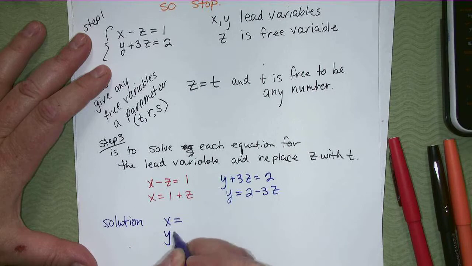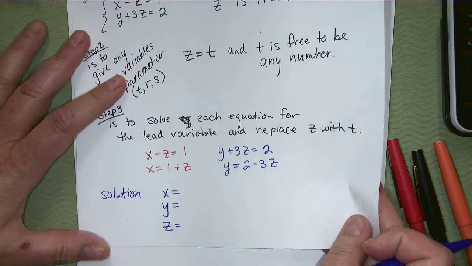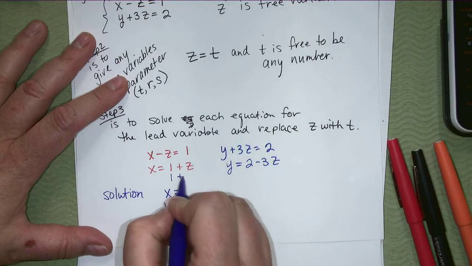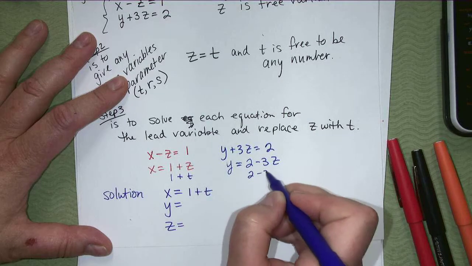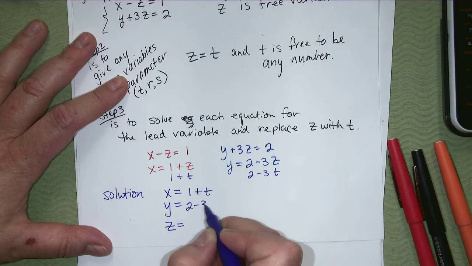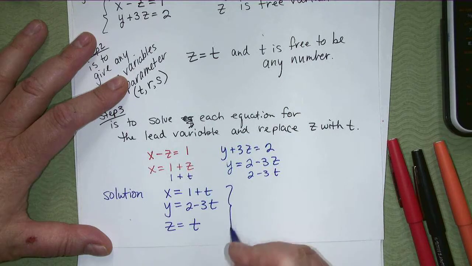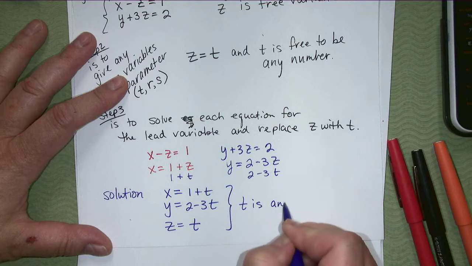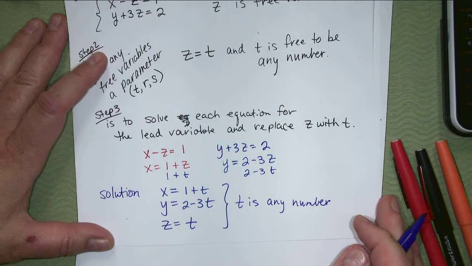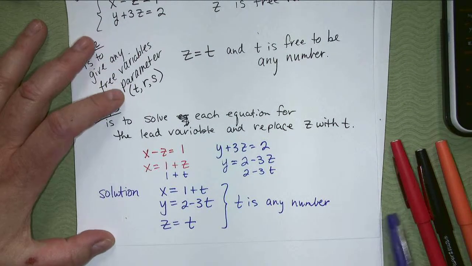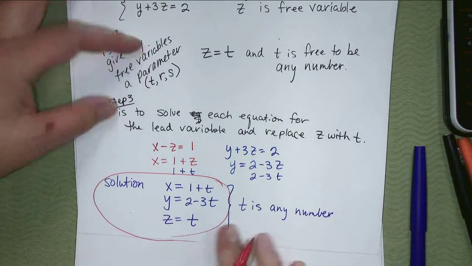So x equals 1 plus t. Y equals 2 minus 3t. And z is t. And then you say t is any number, although we don't usually write that, but we know that. So this is our solution. It's infinitely many, because t can be any number, and that will work in the original equation.